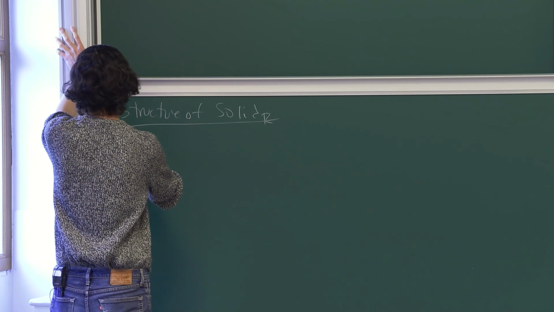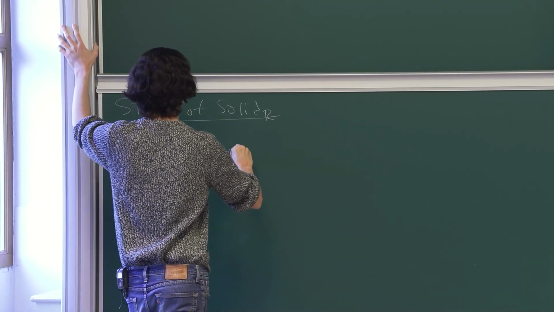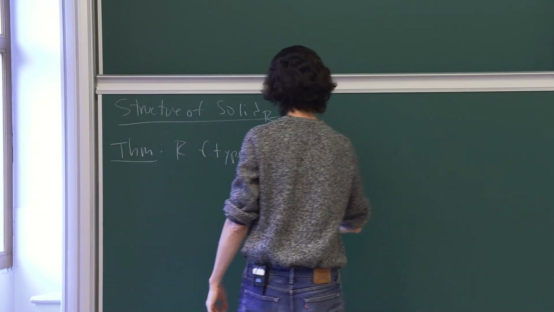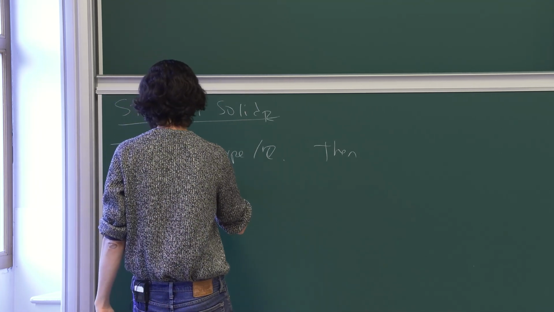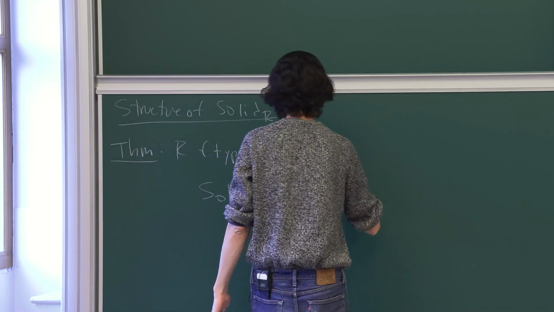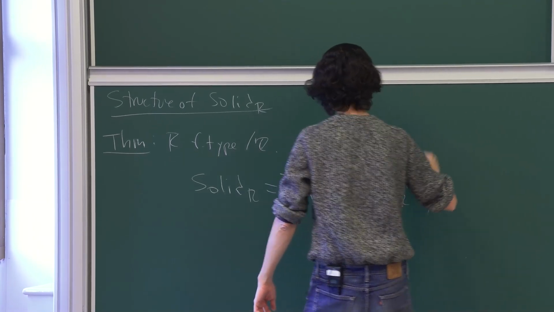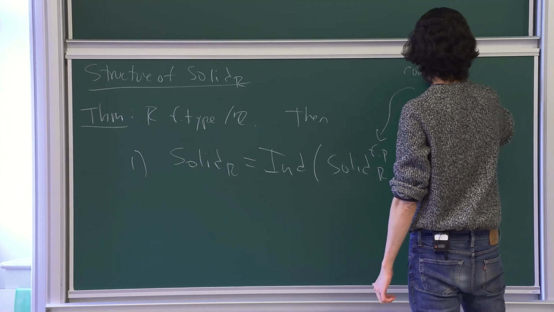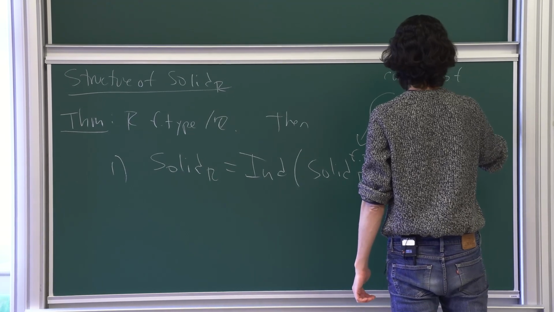So again, let me say maybe theorem. So again, R finite type over Z. Then, something we already know from this being a compact projective generator is that solid R is just the ind category of its compact objects, which are the finitely presented ones. So these are the things that are cokernels of maps between the compact projective generators.